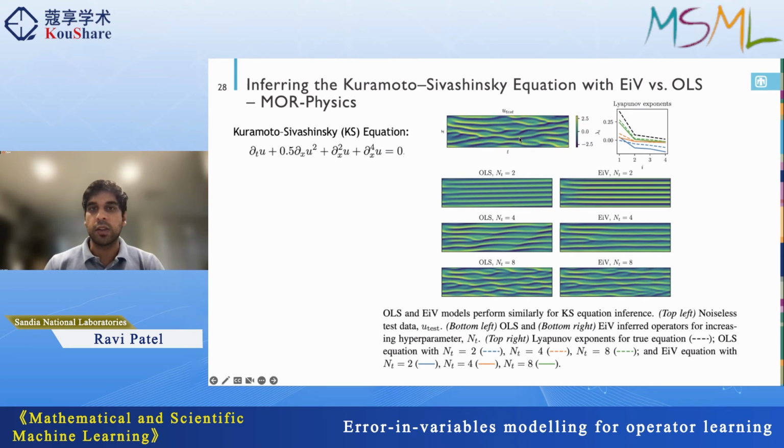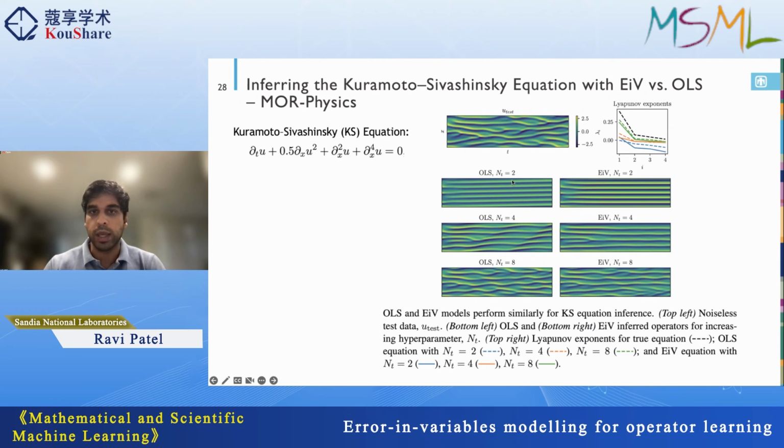Since this is a chaotic system, we can't expect to recover this exact solution in an L2 sense. So instead, we compute the first few Lyapunov exponents. On the left side down here, I compare ordinary least squares to error in variables for a variety of NTs. For the evolution operator, I use forward Euler, and NT is the number of time steps used in the forward Euler.